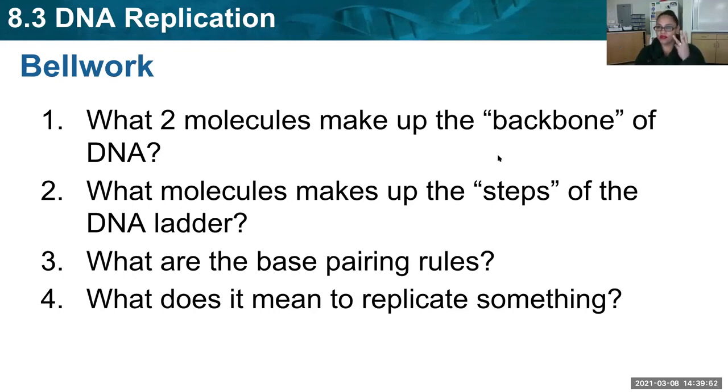A nucleotide is made up of 3 things. 2 of those things make up the backbone. Good, sugar and phosphate. Yep, repeating units. Sugar, phosphate, sugar, phosphate, sugar, phosphate. And then what molecules make up the steps?